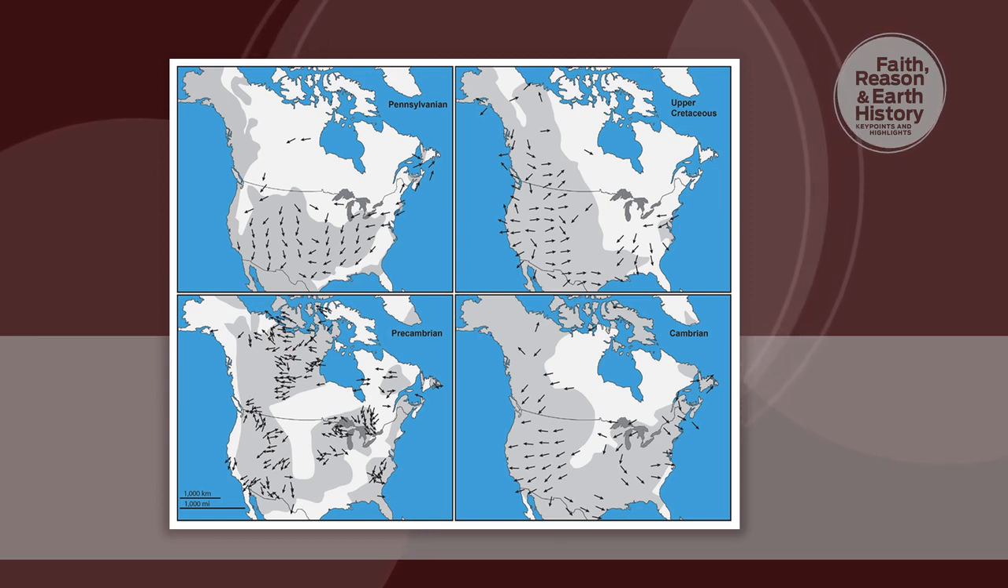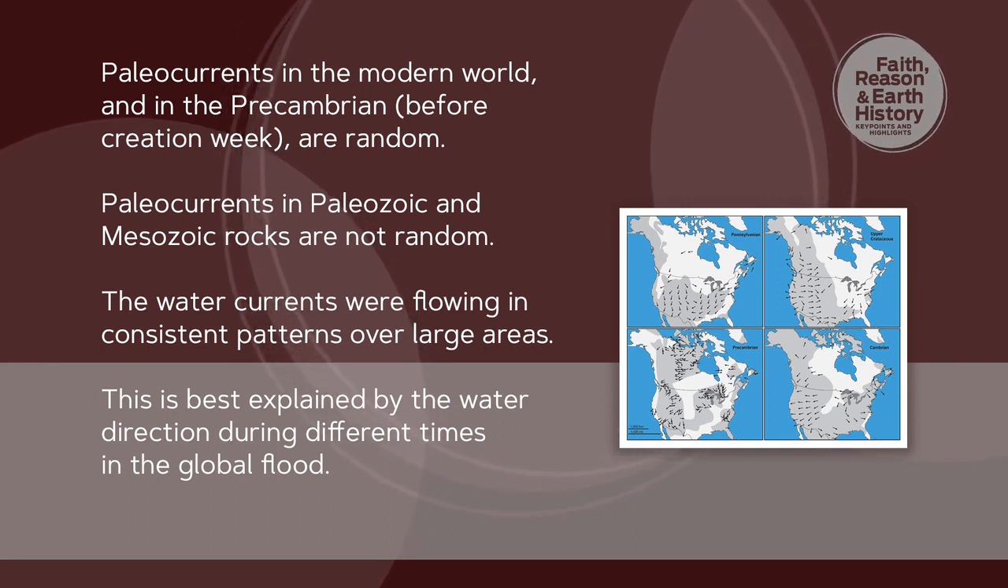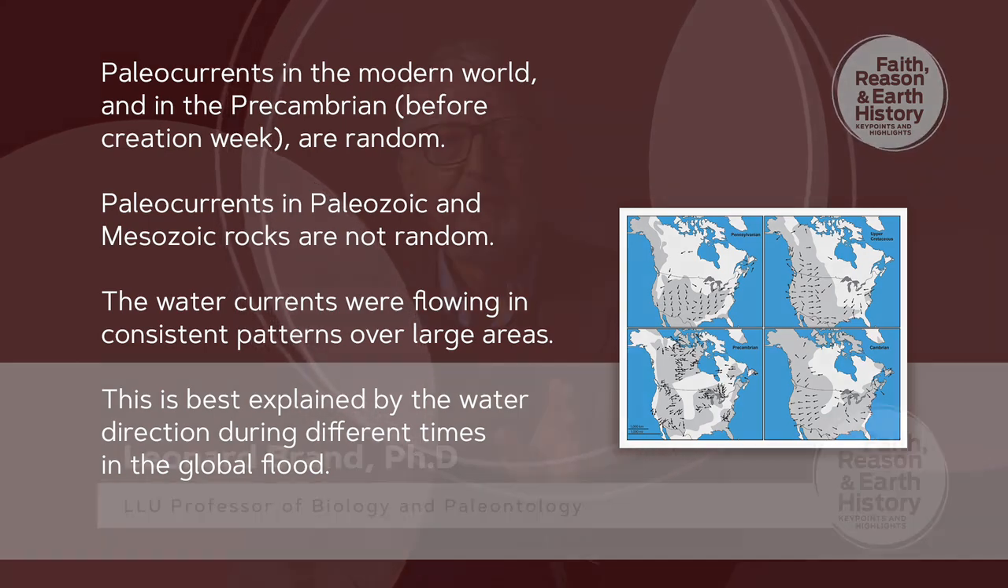Then you go to the upper right. There's some variation, but there's a lot of distinct pattern in which way the currents are flowing. Currents in the modern world and paleocurrents in the Precambrian before Creation Week are random. However, paleocurrents in Mesozoic and Paleozoic rocks are not random. The water currents were flowing in consistent patterns over very large areas. This is best explained by the water direction during different times during the global flood.